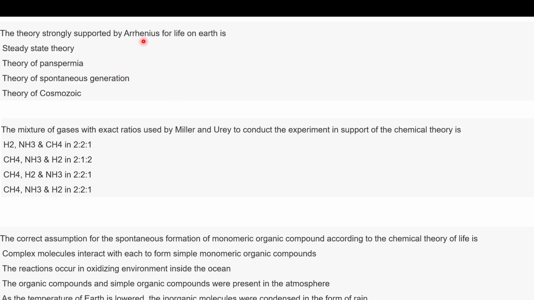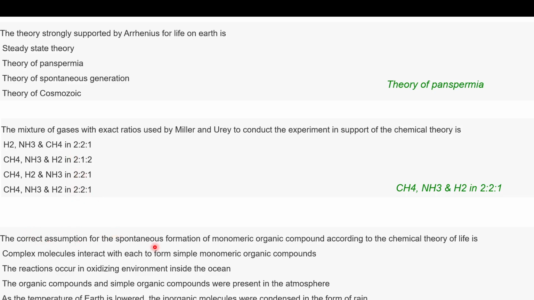the theory strongly supported by Arrhenius for life on Earth is the theory of panspermia. The mixture of gases in Miller-Urey experiment in support of the chemical theory is, so they had taken methane, ammonia, and hydrogen in 2 is to 2 is to 1 ratio. Correct option is this fourth one.